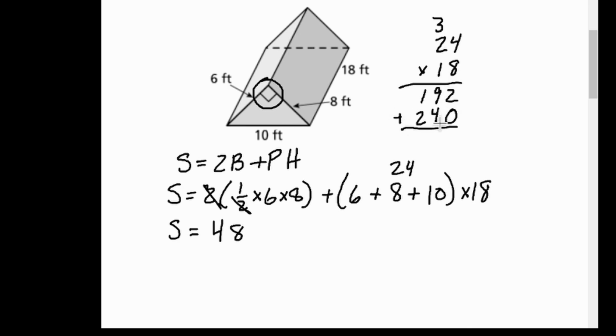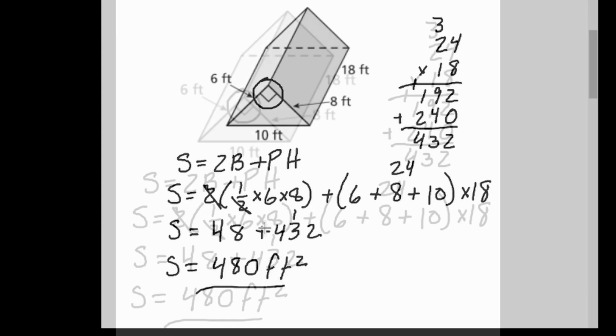Now we need to do our addition. 9 plus 4 is 13. Drop the 3, carry the 1. 1 plus 1 is 2, plus 2 is 4. So we have plus 432. Then 8 plus 2 is 10. We write the 0, carry the 1. 1 plus 3 plus 4 is 8. And then we have 480 feet squared.